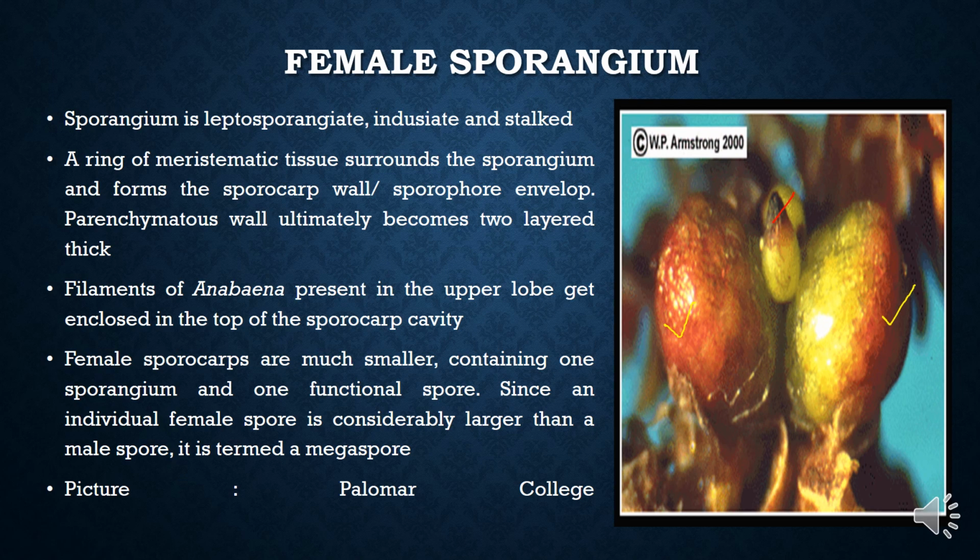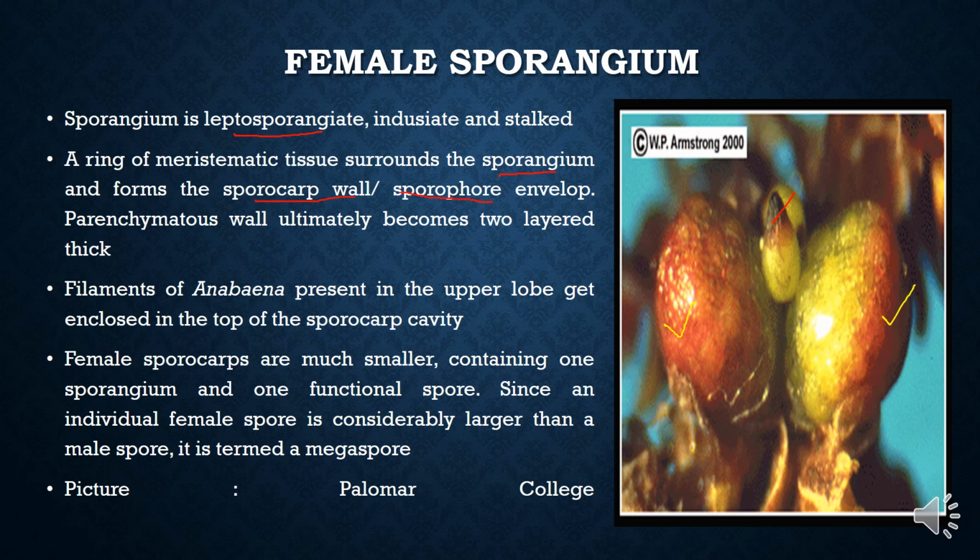The basic plan of the sporangium: it is actually a leptosporangiate fern, which means that the initial cell for the formation of sporangia is a single cell. This leptosporangiate sporangium is much smaller in size, and it has its origin from a single cell. And here the sporangium is surrounded by a parenchymatous sporocarp wall.